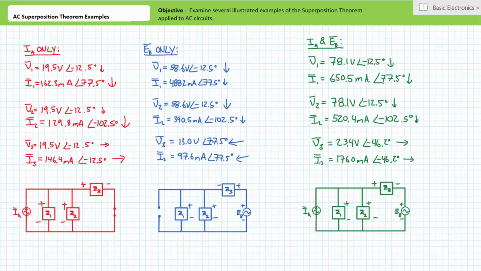Alright, that's about enough illustrated examples for now. In conclusion, this lecture examines several illustrated examples of the superposition theorem as applied to multi-source AC circuits. We learned that linear properties like voltage and current can be summated, accounting for not only magnitude and phase shift, but also assumed polarity and direction.